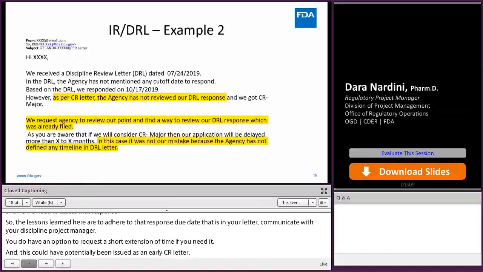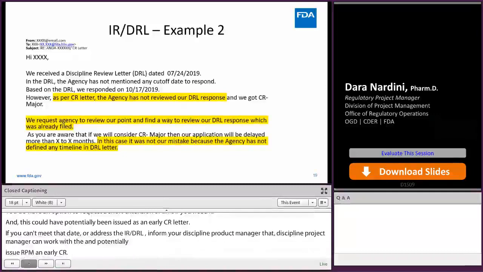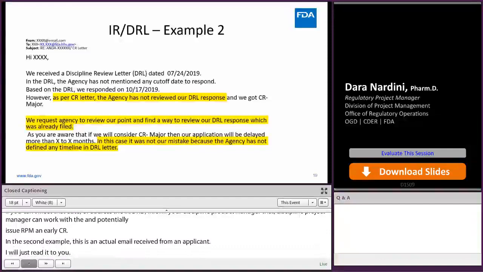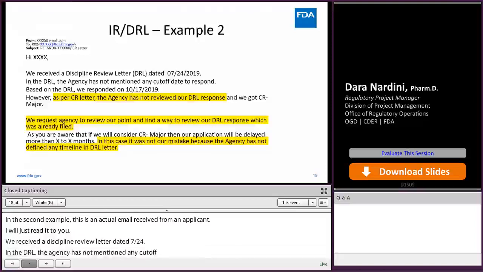In the second example, this is an actual email received from an applicant. I'm just going to read it to you. We received a discipline review letter dated 7/24. In the DRL, the agency has not mentioned any cutoff date to respond. Based on the DRL, we responded on 10/17. However, as per the CR letter, the agency has not reviewed our DRL response, and we received a CR major.